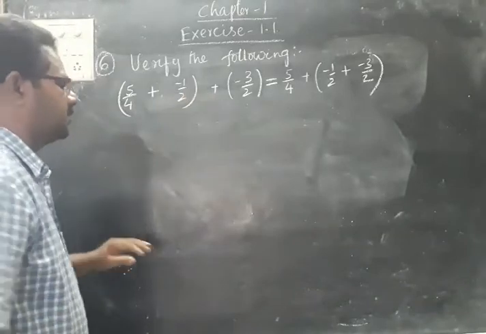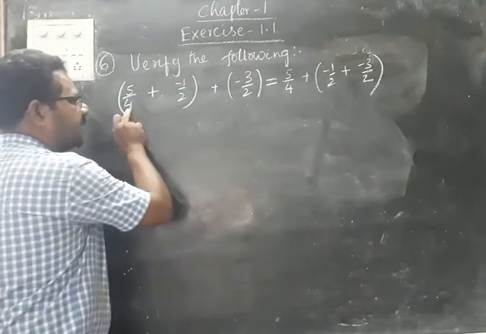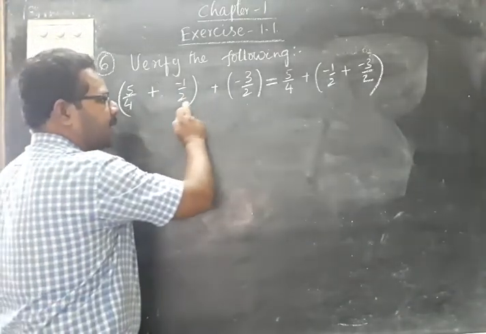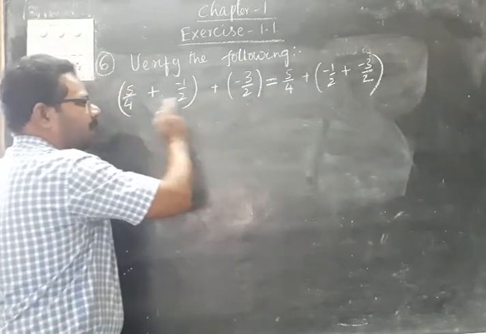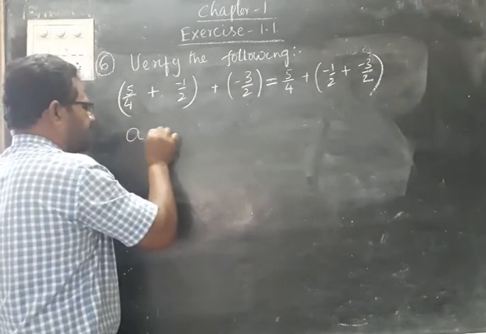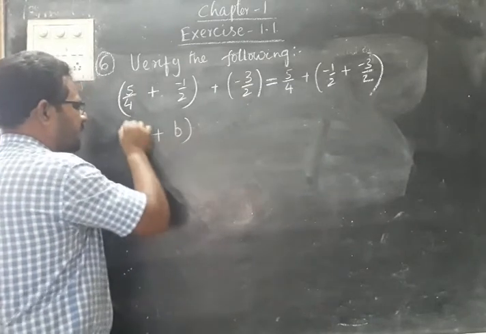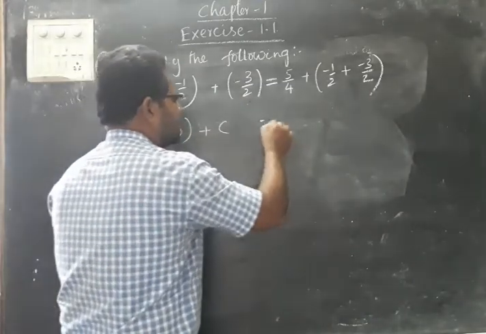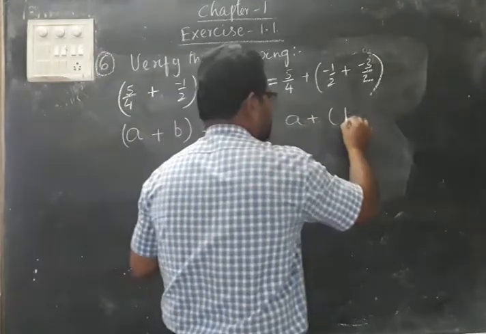So coming to the left hand side first. Here, if you take this 5 by 4, minus 1 by 2, minus 3 by 2, all the numbers are repeated here also. So the first number I am going to take as A plus B, and the third number is C, which is equal to A plus B plus C.